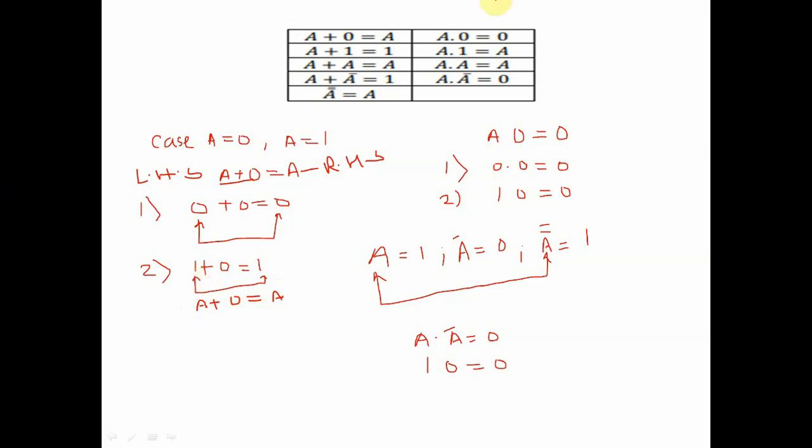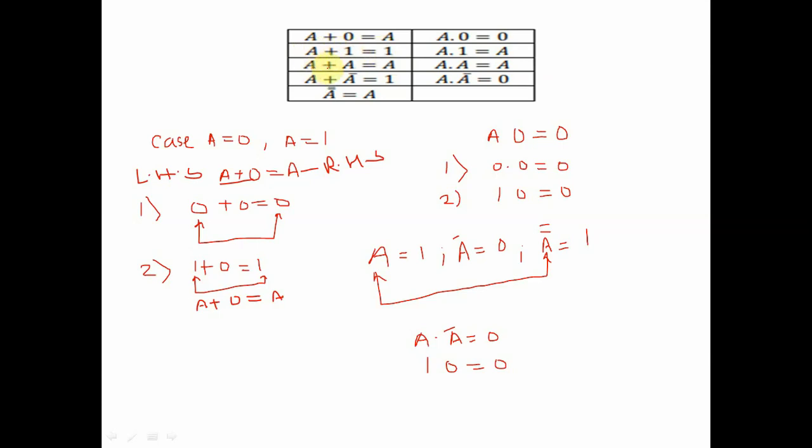Now, similarly, we prove the second law. The second law is A plus 1 is equal to 1. If we put 0, then 0 plus 1 gives 1. And if we put 1, then 1 plus 1 also gives 1.